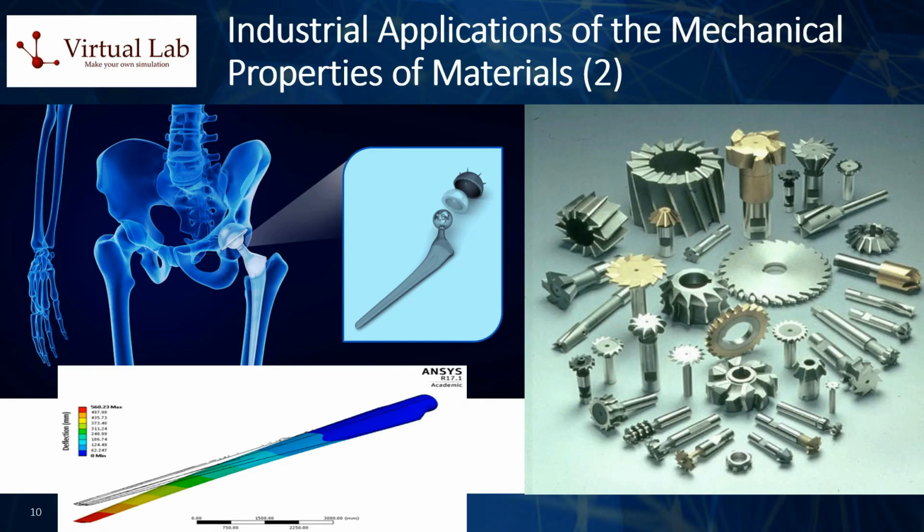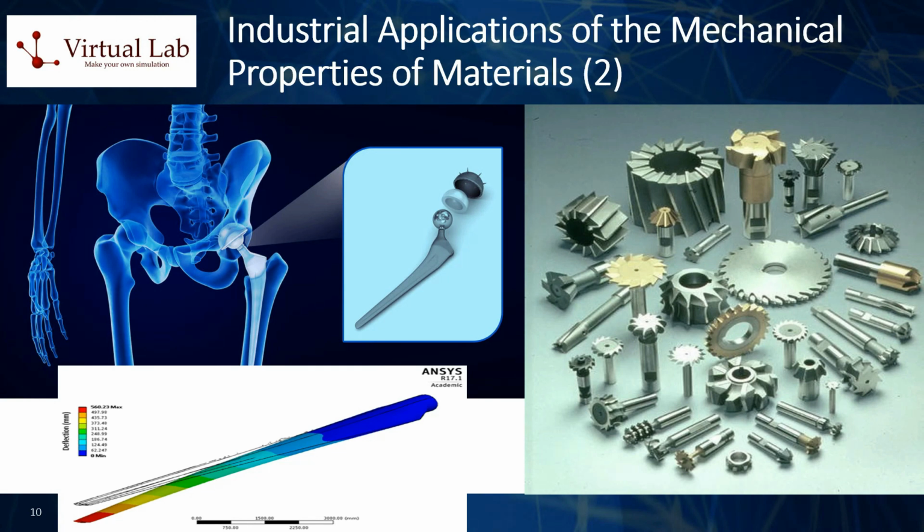4. Semiconductor industry. In microelectronics, materials must withstand the high stresses induced by the miniaturization of devices. Silicon, for example, needs to have good mechanical properties to withstand the process of etching and doping. Additionally, the packaging materials used to protect the chips are chosen for their mechanical and thermal properties.